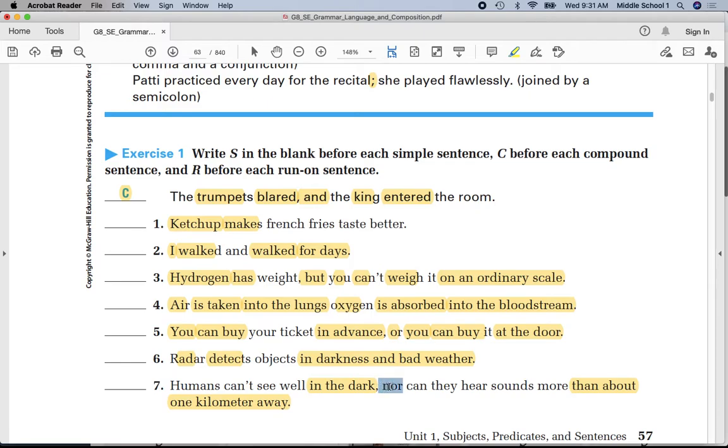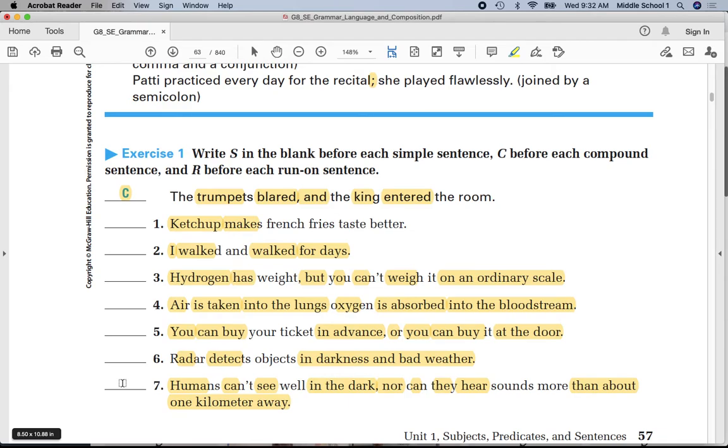Comma and conjunction, nor. This is going to be compound, isn't it? Humans once can see twice. This is inverted. We'll talk more about these later. This is, if it would stand alone, would be a sentence. Can they hear sounds more than about a kilometer away? They once can hear twice. Number 7 is compound.